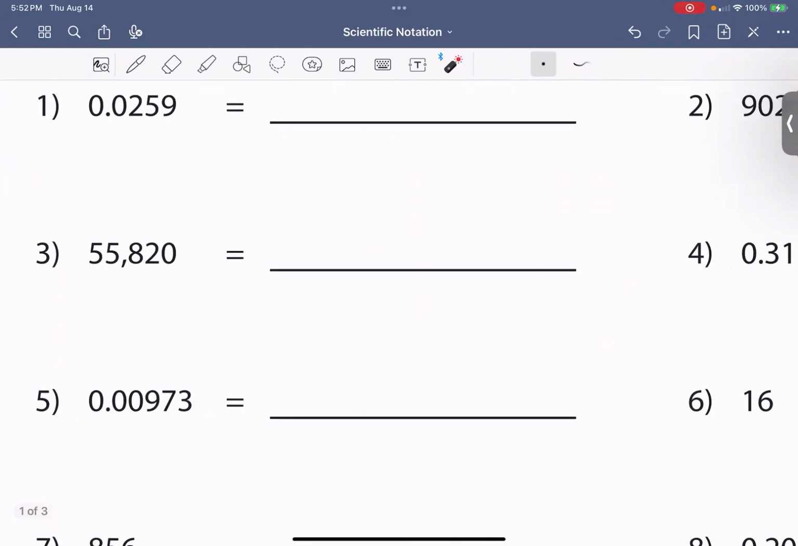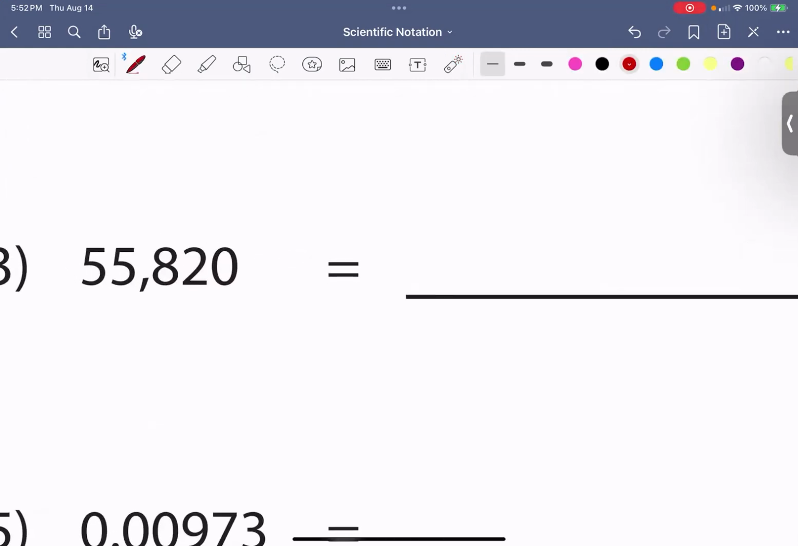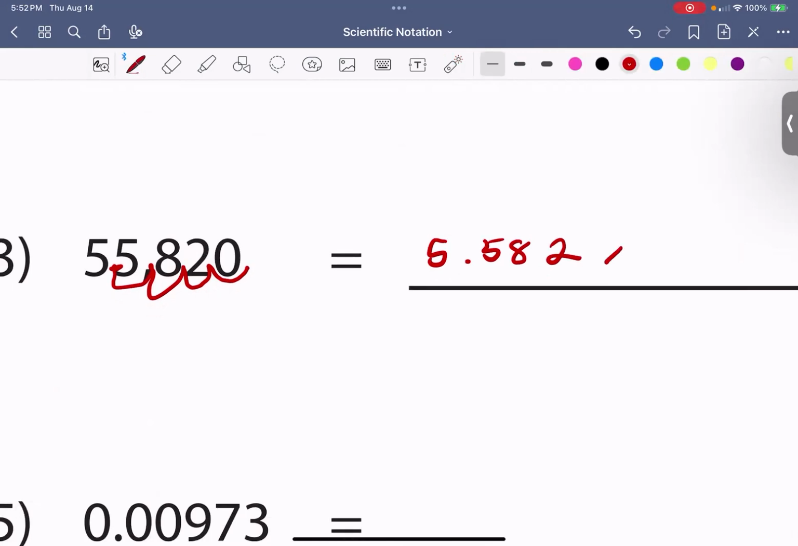So I have 55,820. I'm going to start just outside of the last whole number, and then I'm going to go to the left. So 1, 2, 3, 4. That's going to be 5.582. And I moved, let's see, 1, 2, 3, 4. I moved 4 times, so 10 to the fourth.